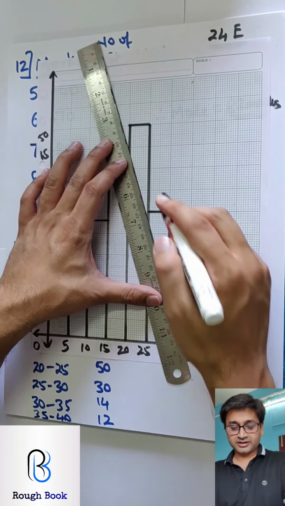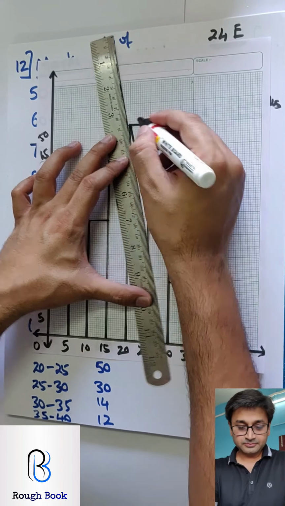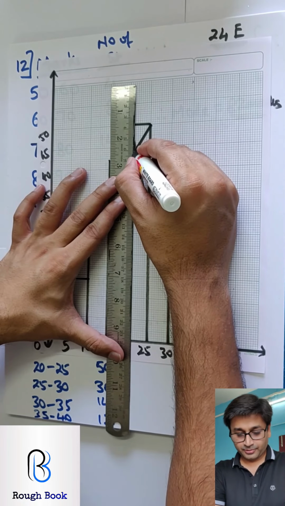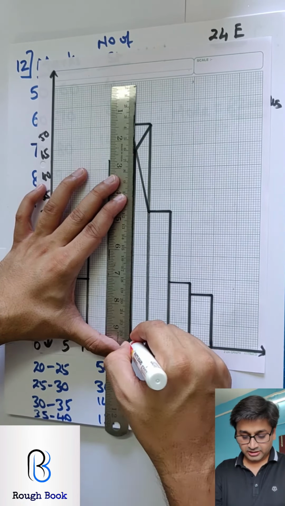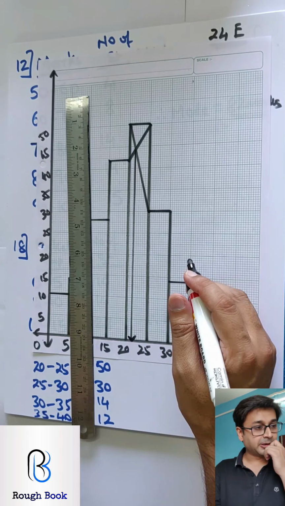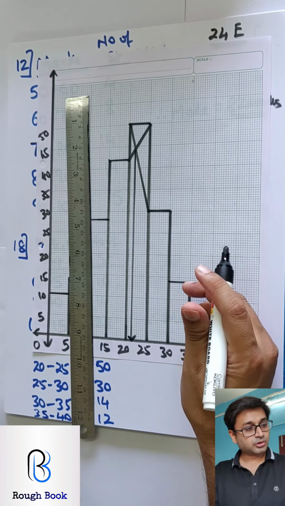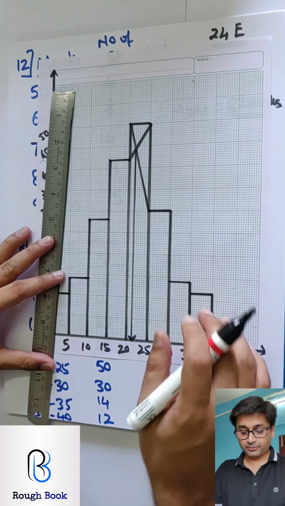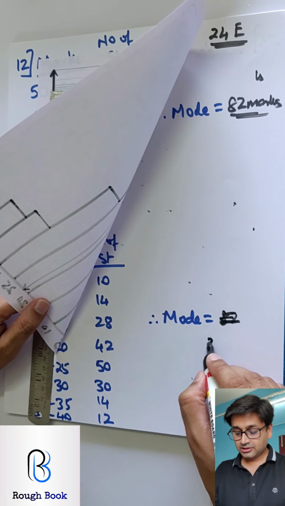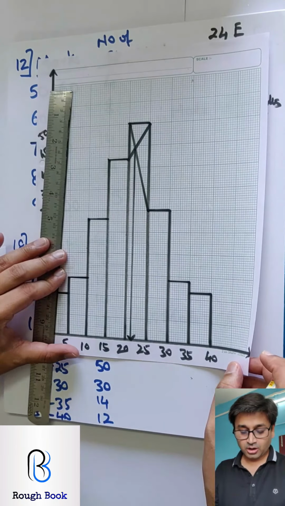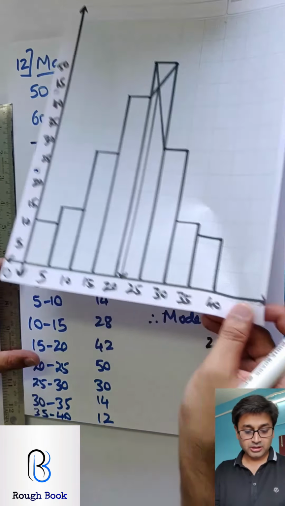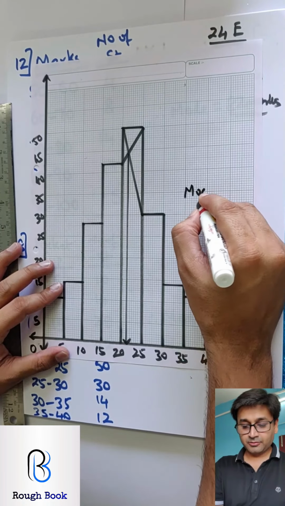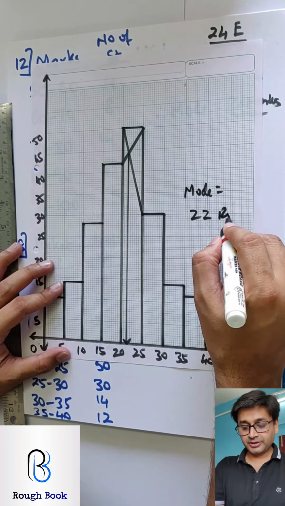Okay, so the tallest bar is this one. Let's join them. The lower with the lower, the upper with the upper, and dropping the perpendicular down. So I think it should be anything around 20, 22, something like that. So 21.5 is the answer. You can take 22 maybe, or 21.5, whatever you got, rupees, because it's pocket money. Yeah. Here also write your mode, 22 rupees.